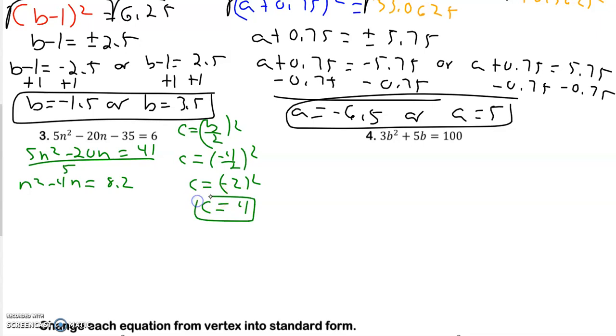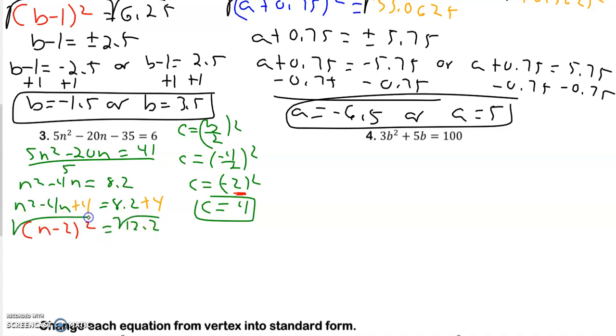So my magic number is 4, and the one that goes underneath the radical is negative 2. So I'm going to go over here, and I'm going to do n squared minus 4n, magic number 4, equals 8.2, magic number 4. Underneath the radical, I'm going to do n minus 2 squared. That's the one right above. Equals, and I get 12.2.